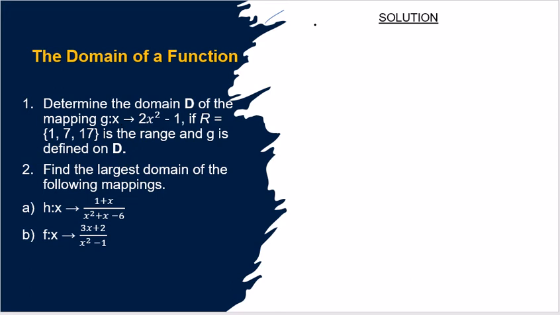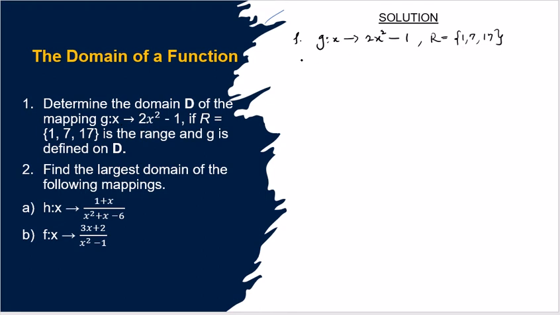So let's look at this. In question 1, we have to determine the domain D of the mapping g(x) equals 2x squared minus 1, given that the range R is equal to {1, 7, 17}, and g is defined on D. Good. So g is a function.